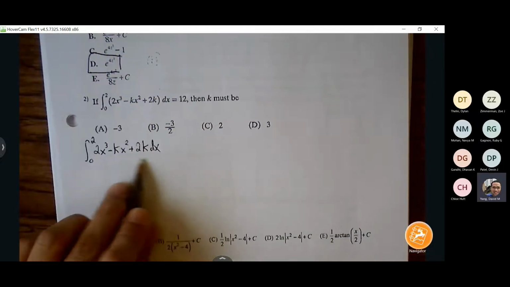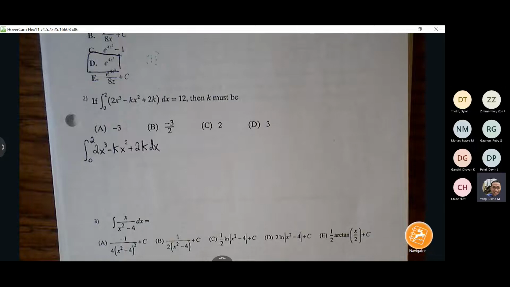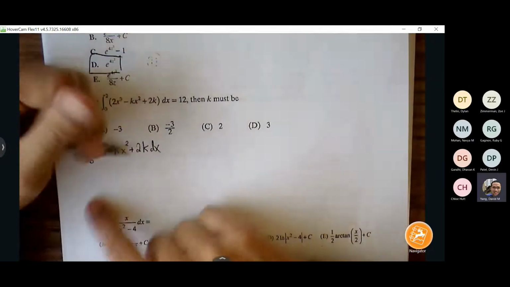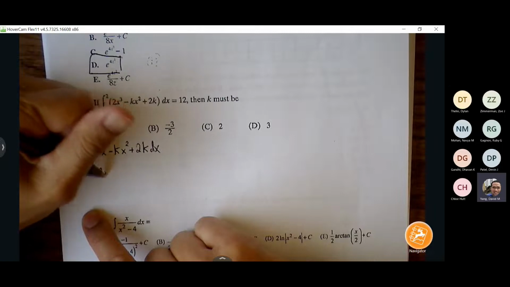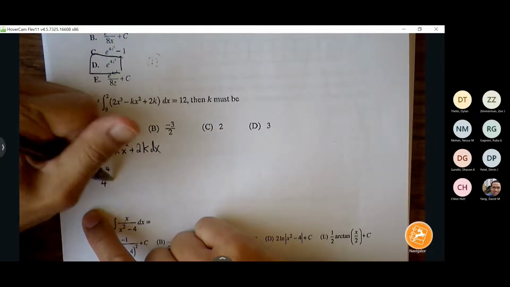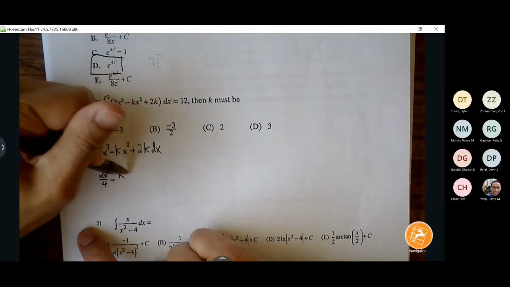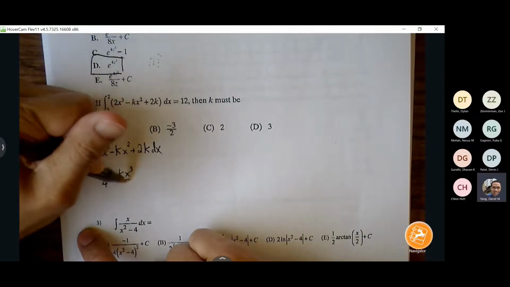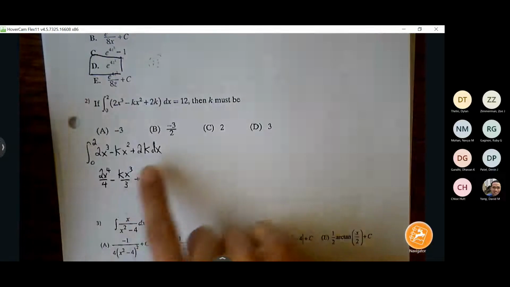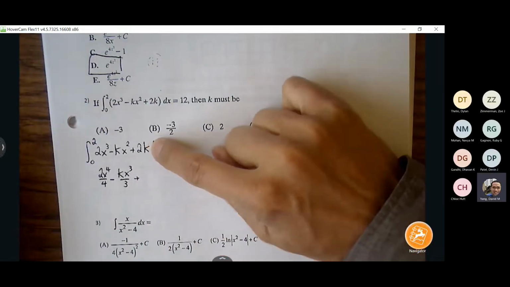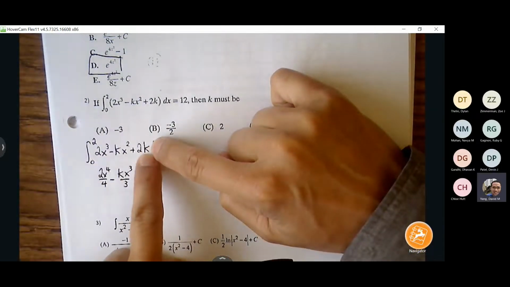All right, so every term is set up nicely for power rule. We'll treat k like a constant. Okay, so 2x cubed becomes 2x to the 4th over 4. Kx squared becomes k stays. X squared becomes x cubed over 3. And careful, this doesn't become 2k squared over 2. Again, k is the constant.